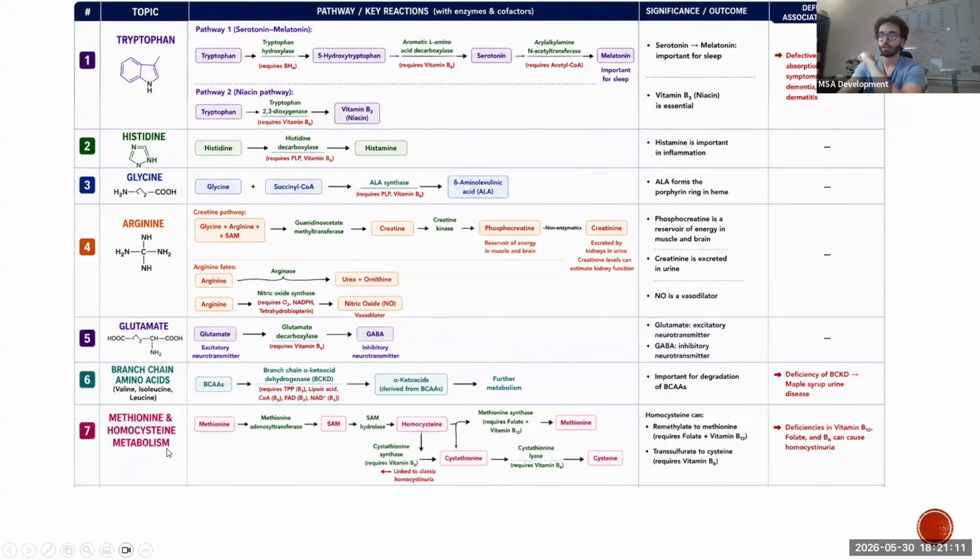Methionine homocysteine metabolism. We literally talked about this too. Methionine will become SAM. SAM will become homocysteine. Homocysteine has 2 choices, either to become cysteine or to become methionine. How does it become methionine? By methionine synthase. That would require folate and vitamin B12. Now I'm feeding you a bit more details. There are enzymes involved. Methionine synthase requires folate and vitamin B12 to turn homocysteine into methionine.